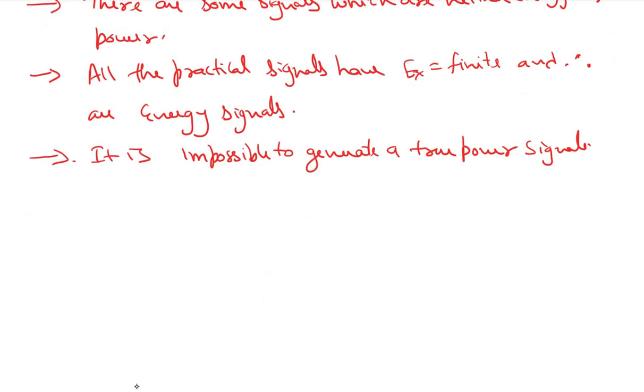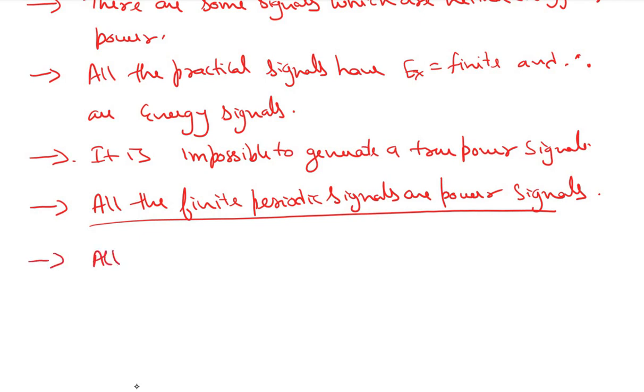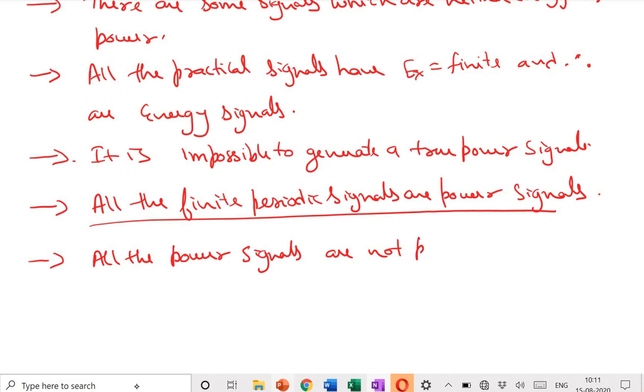Further, all the finite periodic signals are power signals. This is a very important point over here, and its vice versa is not true. That means not all power signals are periodic. Its vice versa is not true.